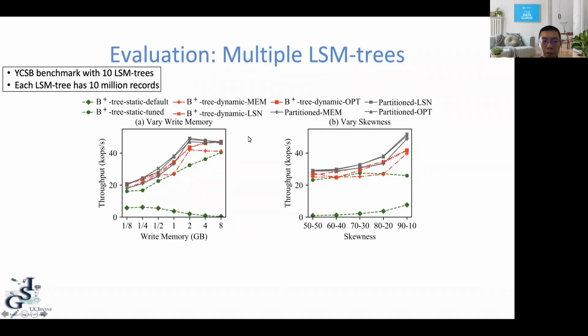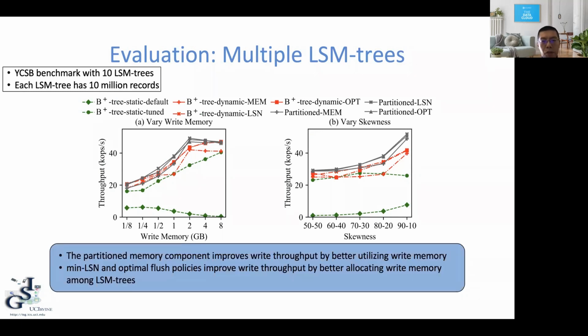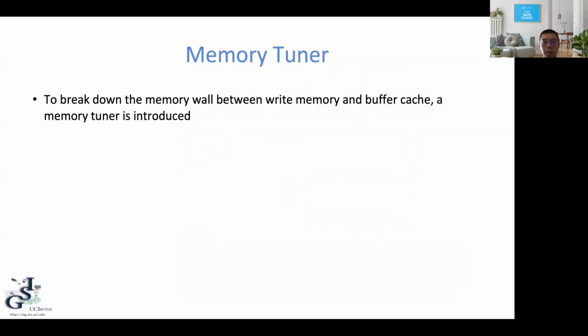For multiple LSM-trees, we use 10 LSM-trees with different hotness and write memory sizes. And again, based on these two graphs, we can see a couple of things. First, again, the partitioned memory component structure itself improves the write throughput. And also the two proposed flush policies improve the throughput by better allocating memory among LSM-trees. Especially the improvement becomes more obvious if the write memory becomes larger or the workload is more skewed towards a small number of LSM-trees.